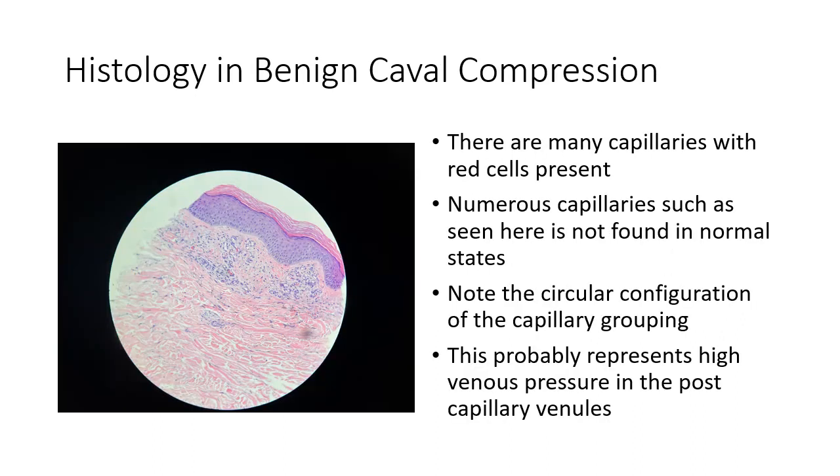Okay. There are many capillaries with red cells present. Numerous capillaries, such as seen here, are not found in normal states. Note the circular configuration of the capillary grouping. Now, this may represent high venous pressure in the postcapillary venules. When we talked about stasis changes, true stasis changes actually have hemosiderin deposition. In this case, we have many capillaries with red cell thrombosis.